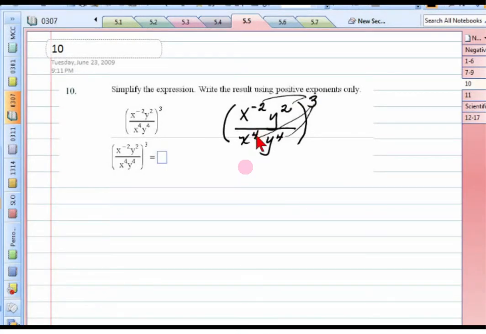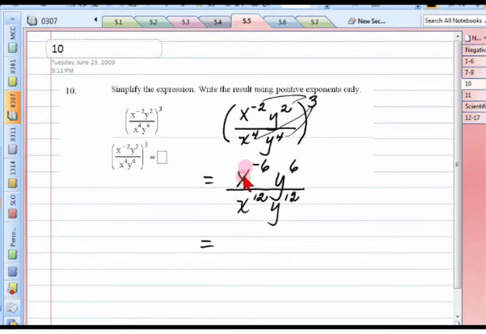The power rule says multiply the exponents. So I will get x to the negative 2 times 3 is negative 6, y to the 2 times 3 is positive 6, over x to the 4 times 3 is 12, y to the 4 times 3 is 12. We just use the power rule.